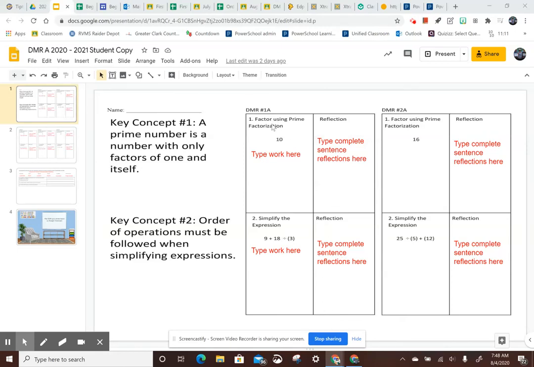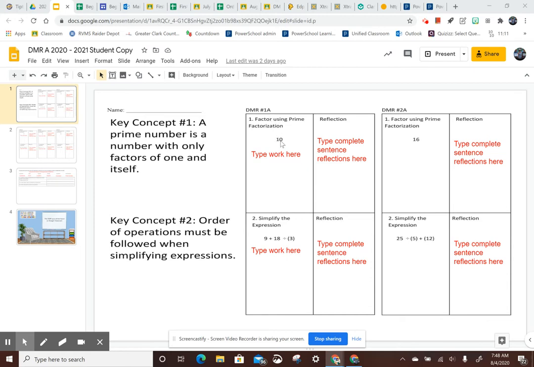Okay, good morning. Today we are doing our first DMR, and I want to make sure that you all are aware how to do it digitally. The first thing that you need to do is watch the video that explains prime factorization on Edpuzzle. That should be a different link, a different activity for those of you that are at home working.